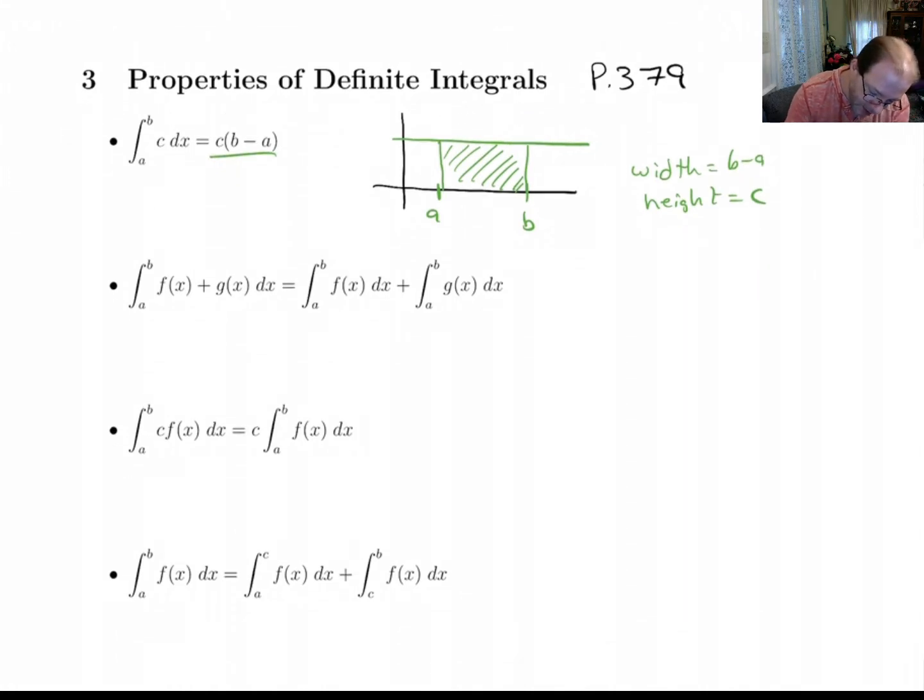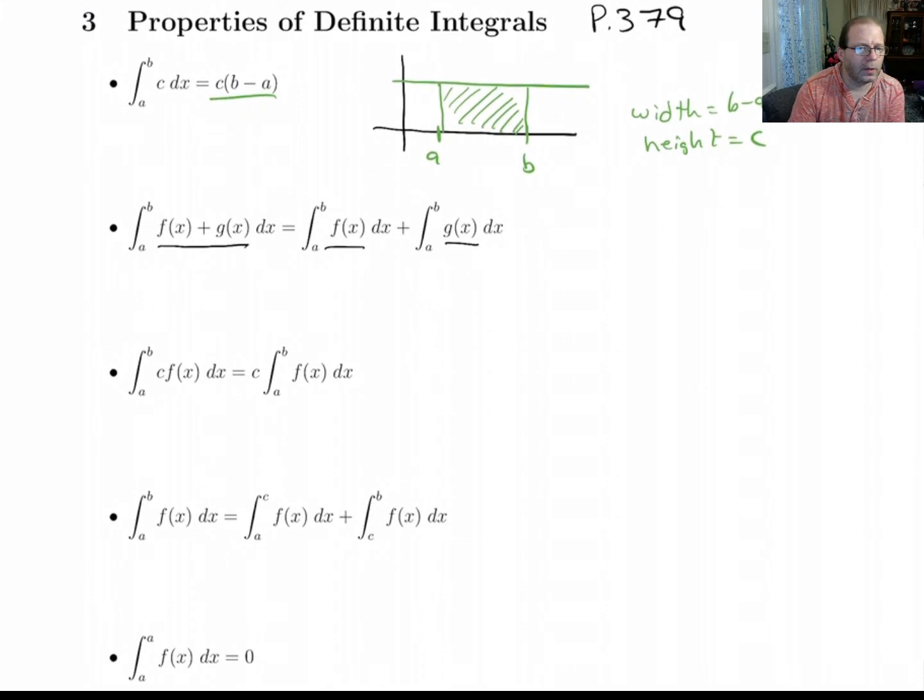All right, this next one says if you have the integral of f of x plus g of x, then you can split that into the integral of f of x plus the integral of g of x. I'm not going to do a drawing for that one. This down here says if you have a constant multiplied by f of x, you can pull that constant out front and just do the integral of f of x.